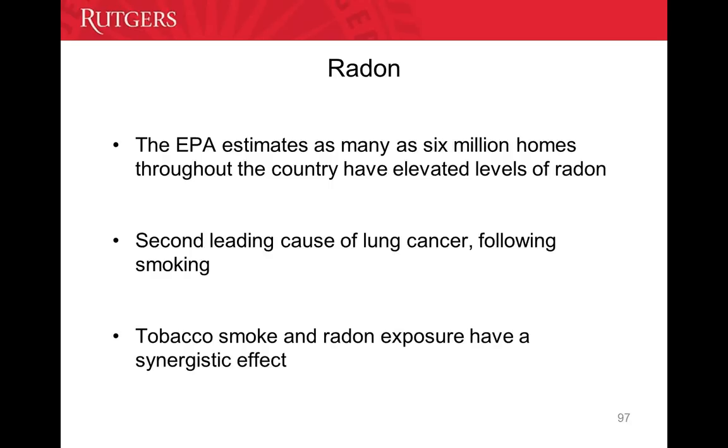EPA thinks there are about 6 million homes in the country that have elevated radon levels, and it's the second leading cause of lung cancer following smoking. That's one of those facts that people don't necessarily know. We know about smoking and lung cancer, but radon is number 2. And just like there's a synergy between asbestos and smoking for lung cancer, there's a synergy between tobacco smoking and radon.